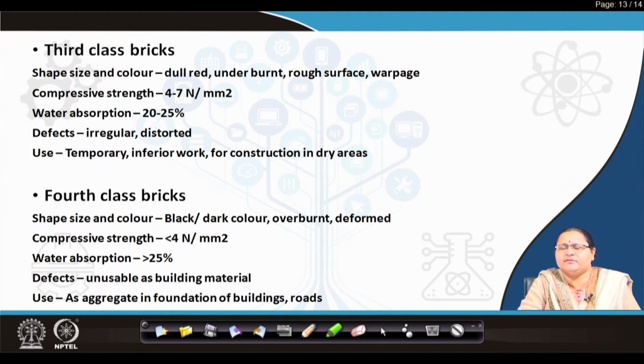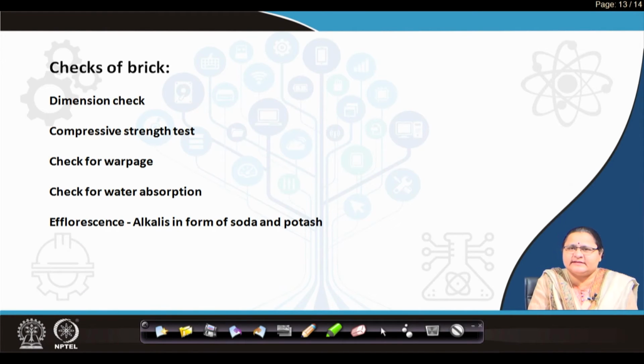It is unusable as a building material, however, it can be used as aggregate. We will come to aggregate later, but it can be used in place of aggregates in concrete foundations, in road foundations, and it does not go waste. So, it is used some way or the other in the building industry. Now, coming to the checks.